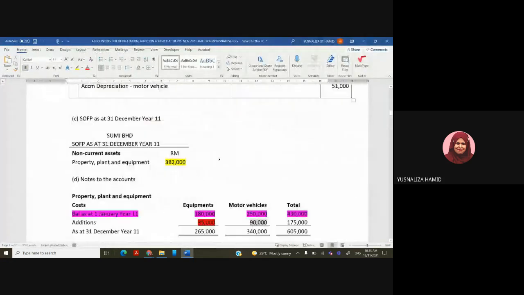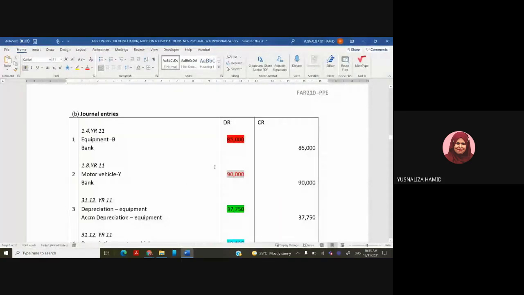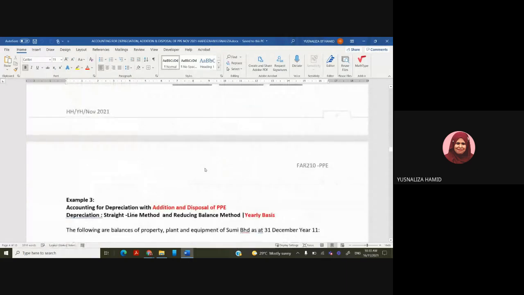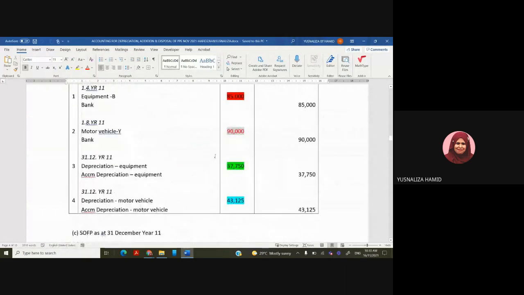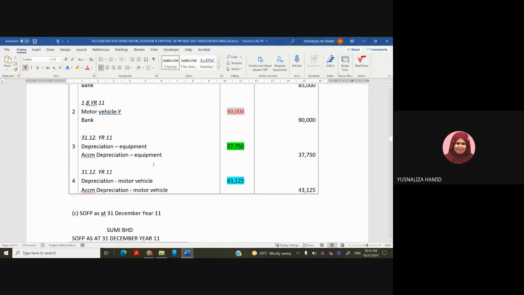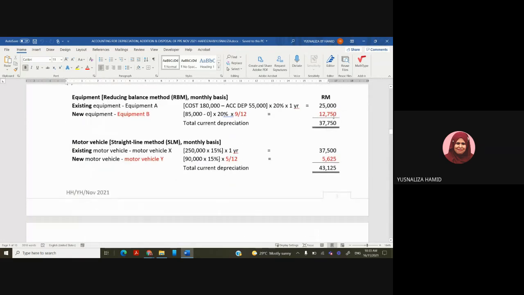Well, I go straight away to the part here that we were discussing just now. Okay, here, example one, okay, example two. So you can see that the figure 85,000 was for equipment B, motor vehicle Y, and the depreciation just now was 37,750 from here. So whatever you calculated, you will now do the journal entry.